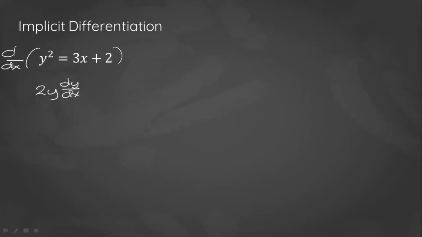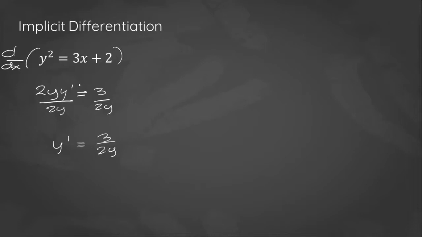Or we can rewrite this dy/dx as y prime. And it's equal to the derivative of 3x, which is 3, and the derivative of a constant is 0. So we must obtain our differentiation of this function in such a way that our left-hand member is our derivative. Dividing both sides by 2y, we get y prime is equal to 3 over 2y.